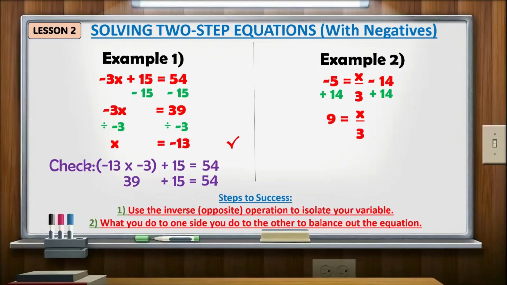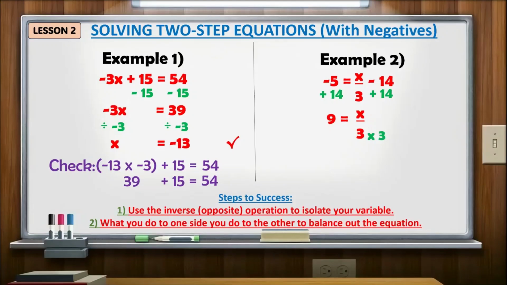Now what you see is my variable with an attachment. So I need to isolate my x from x over 3. And how do I do this? Again, using the same steps to success, I will use the inverse operation. So x over 3 means x divided by 3. So the inverse of this would be to multiply this by 3.